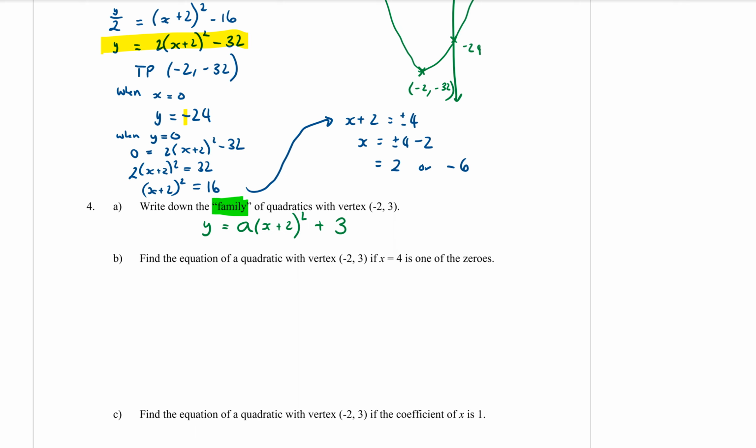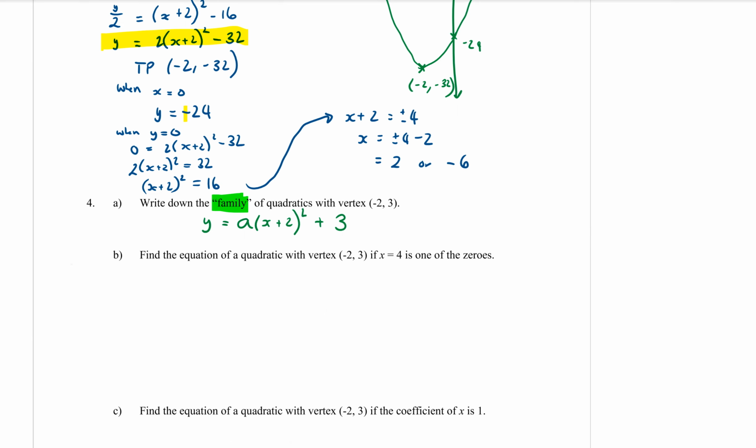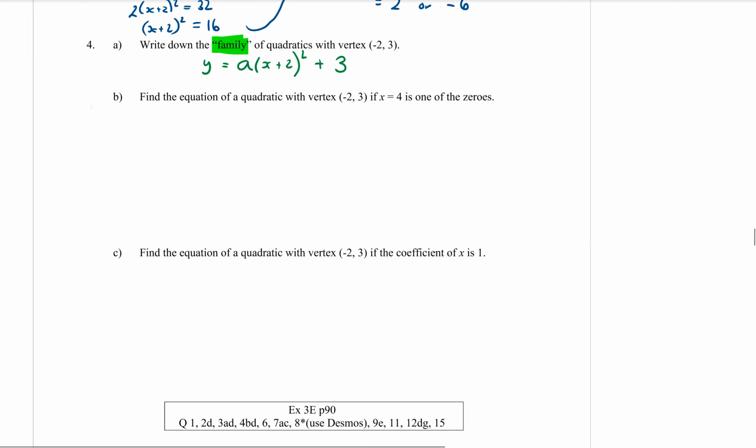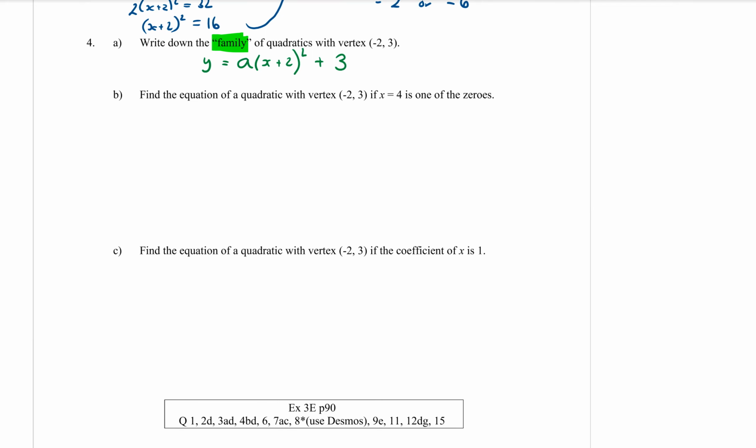Part B. Find the equation of a quadratic that has a vertex of -2, 3, same vertex, if x equals 4 is one of the zeros. So we already know it's going to look something like this, right? That was the same point as before. So let's write that down. We know it's going to be y equals a (x plus 2) in brackets squared plus 3 because we're using the same vertex as before.